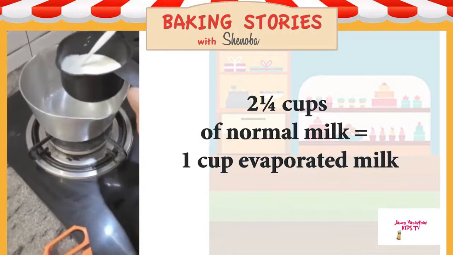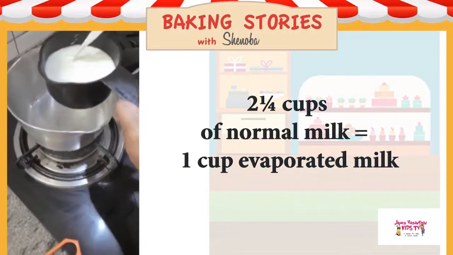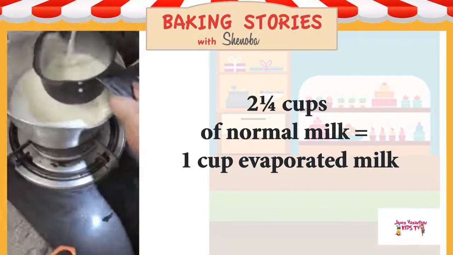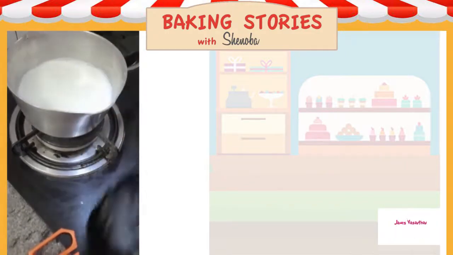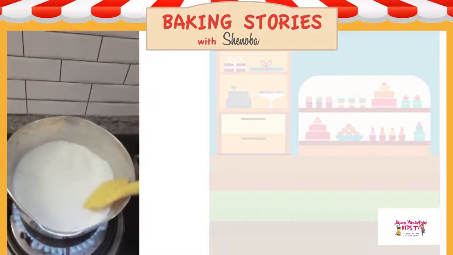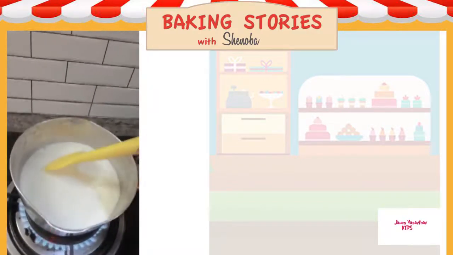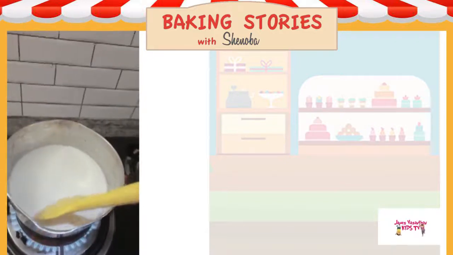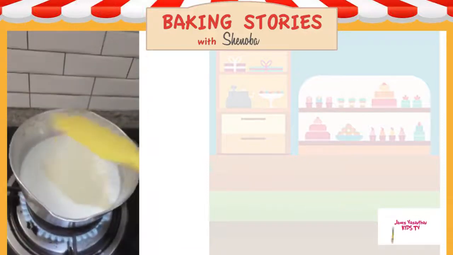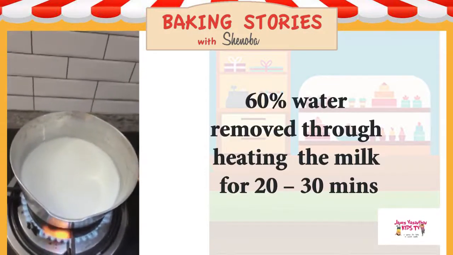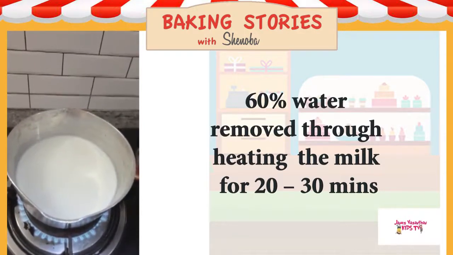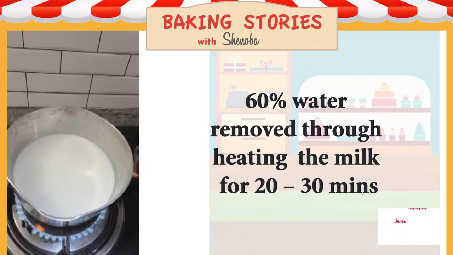Now I'm going to pour the milk into the saucepan. So that is 2 and 1/4 cups of normal milk. I'm just stirring this. The action I'm doing is stirring. And I'm going to wait till this reduces by 60%, about 20 minutes, but it's worth the wait.